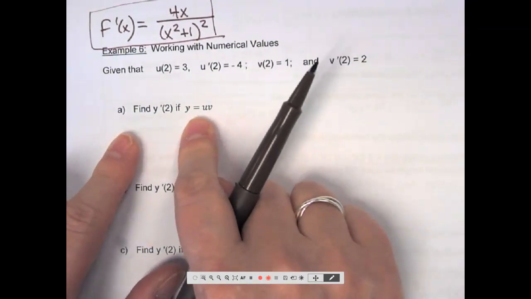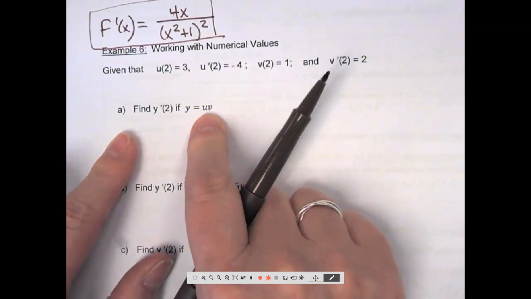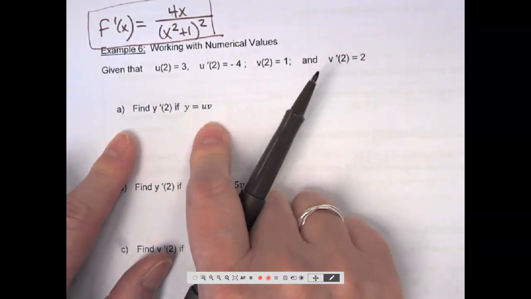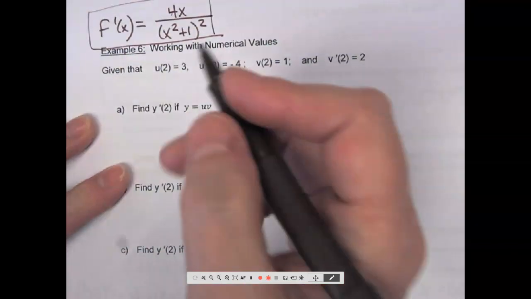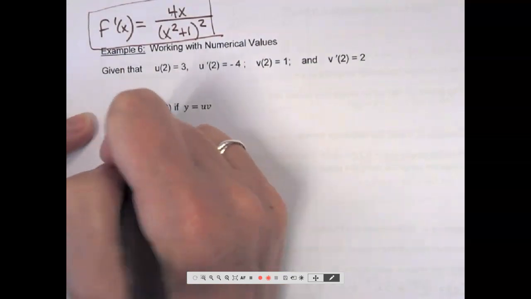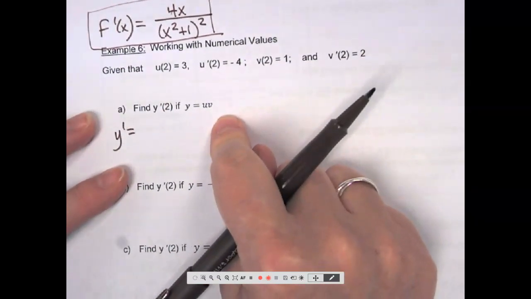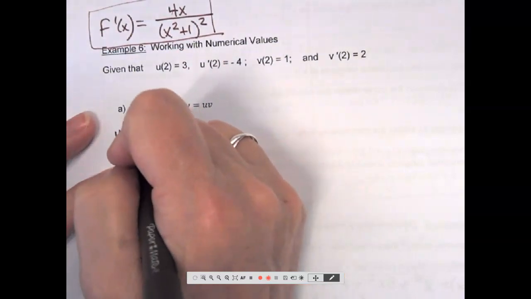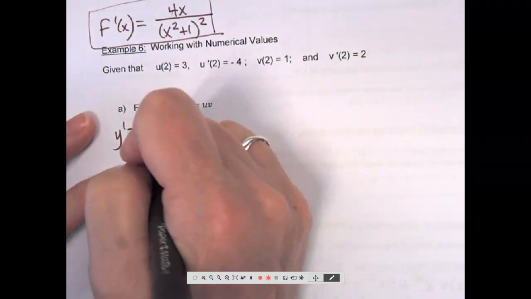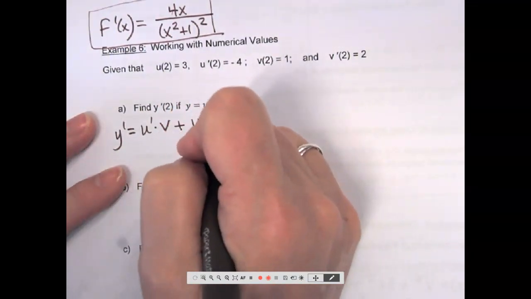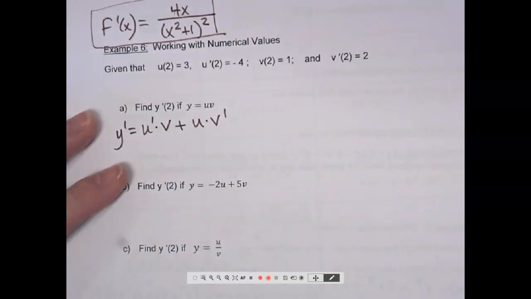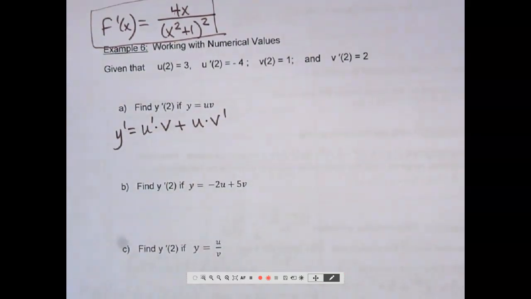Okay, so we're going to find the product of u times v. Well, clearly that's a product, so the derivative needs the product rule. So I'm going to find y prime, and I'm just applying the product rule: u prime v plus u v prime. That's our product rule. Wait, I thought it was minus. Minus on the fraction one, plus on the product.